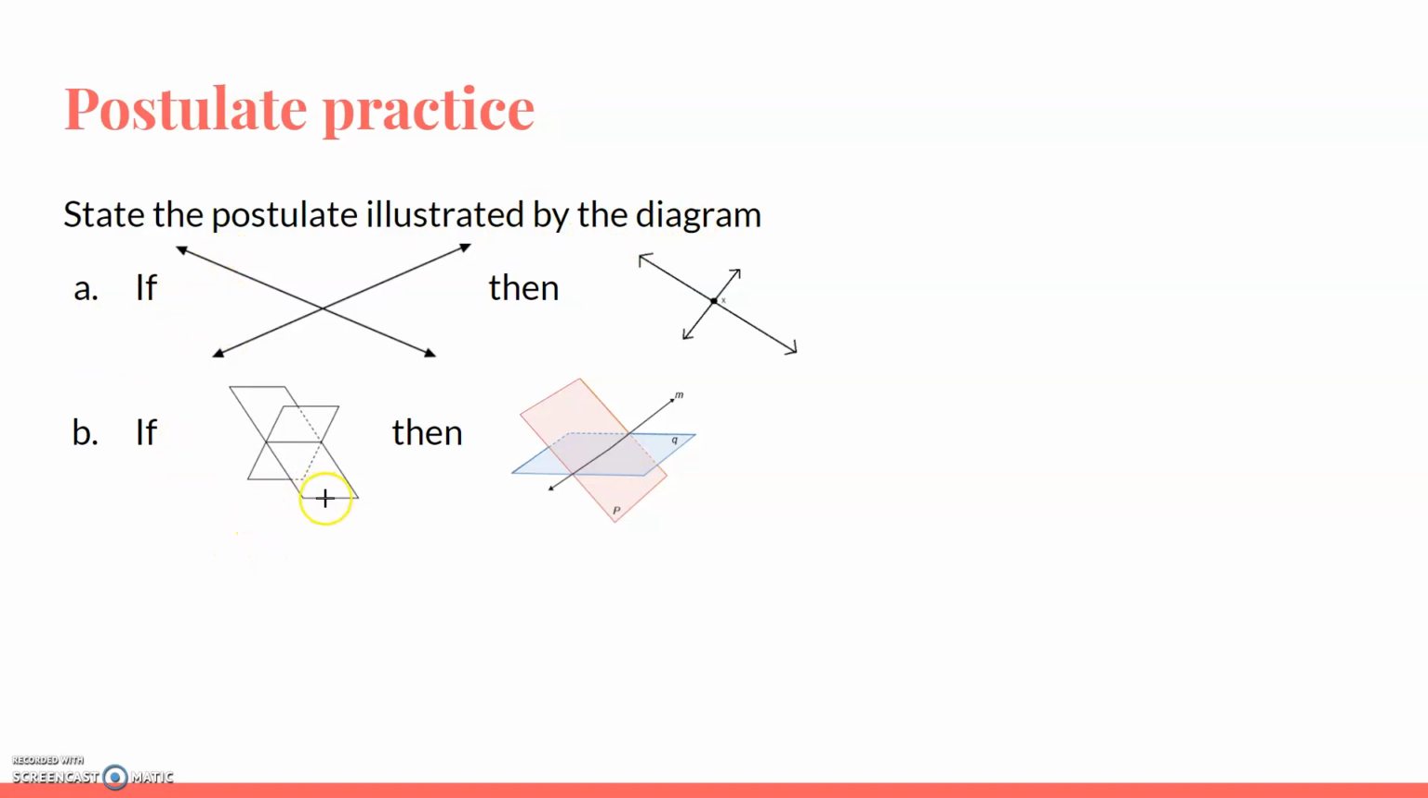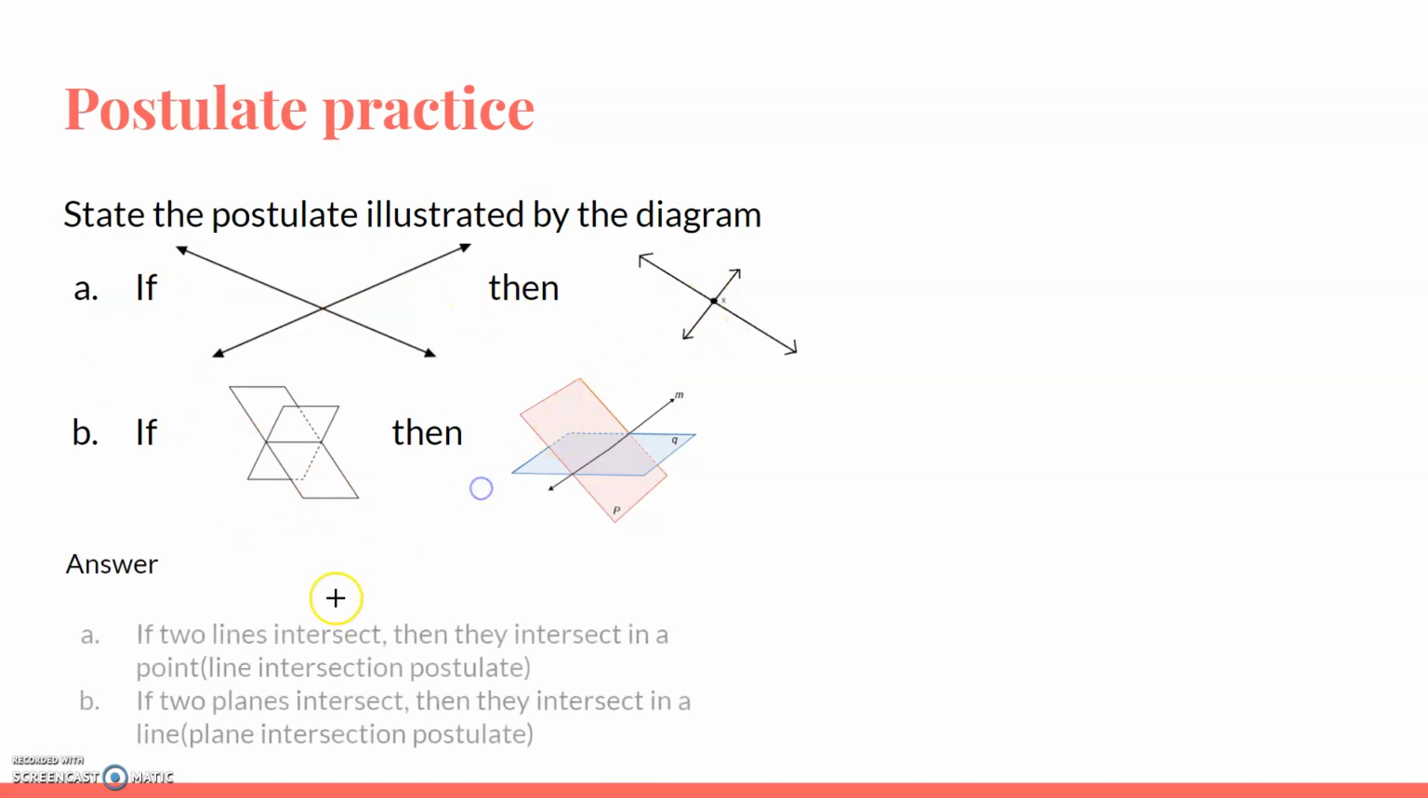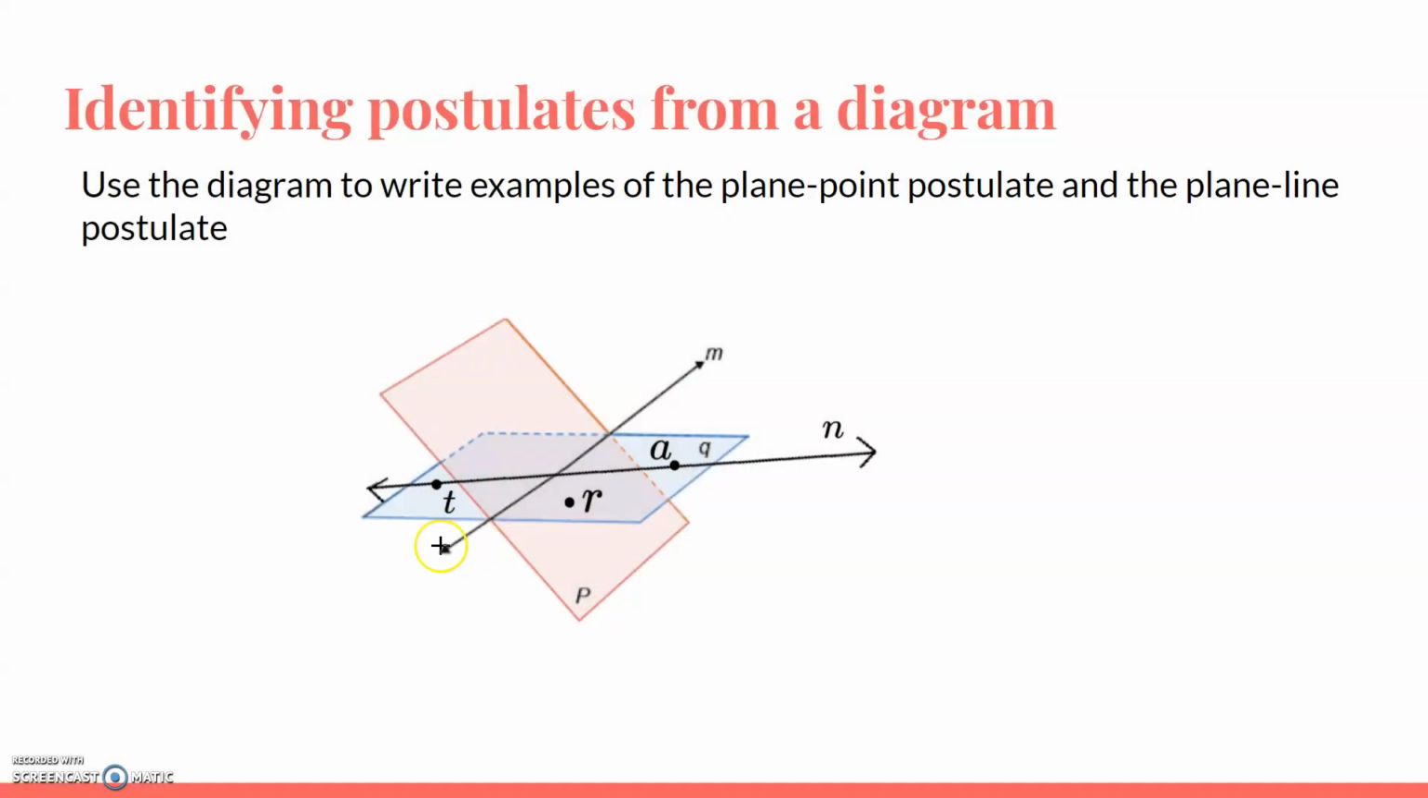Alright, so now that you're done, first off we can see if 2 lines intersect, then they intersect at a single point. That's our line intersection postulate. And then if 2 planes intersect, then they intersect at a single line. That's our plane intersection postulate. Alright, so use a diagram to write examples of the plane point postulate and the plane line postulate. Pause the video, give it a shot, come back for the right answer.